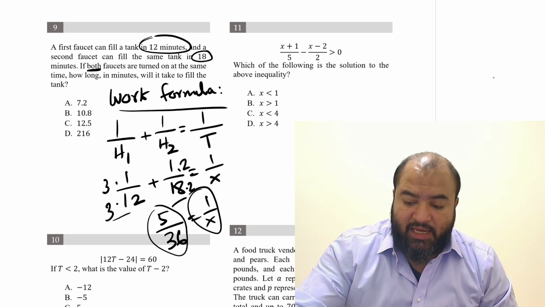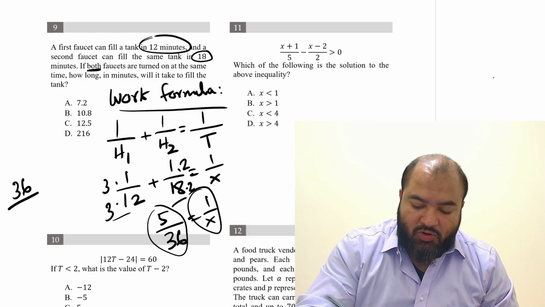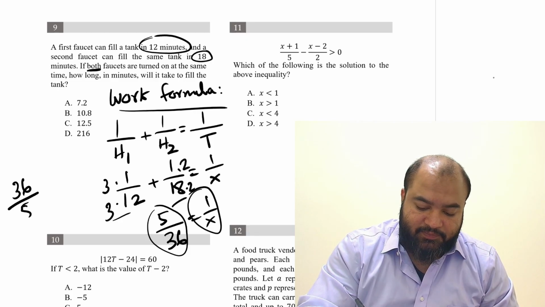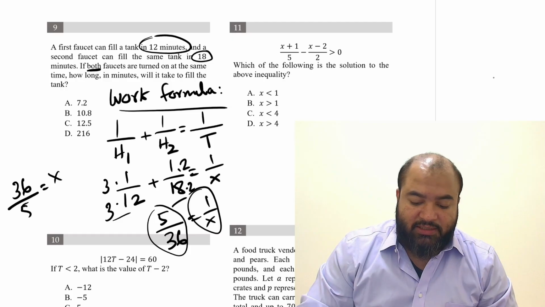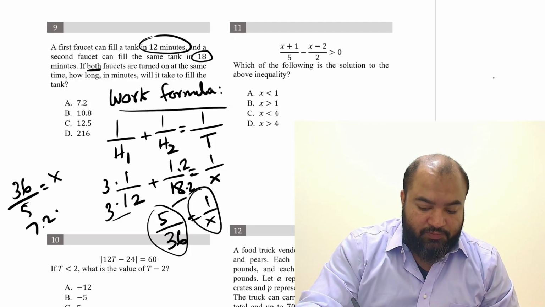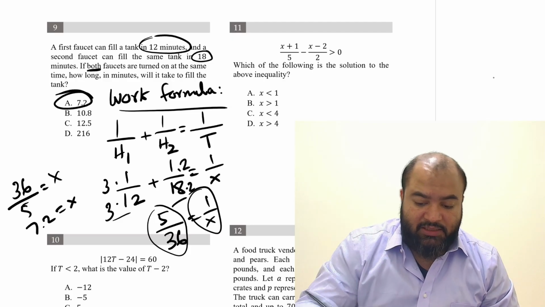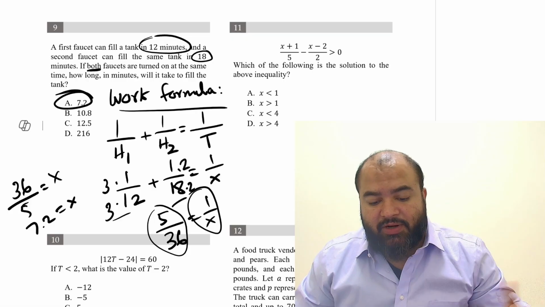So we can say 36 over 5 equal to x over 1, which is the same thing as x. So 36 over 5 is 7.2. So 7.2 minutes. A is the answer. I'll give you another quick example.